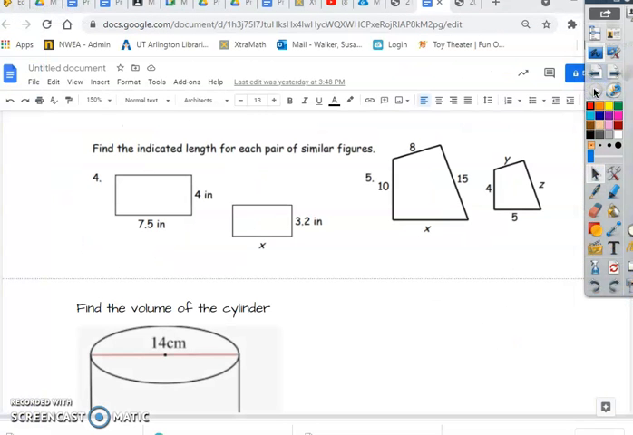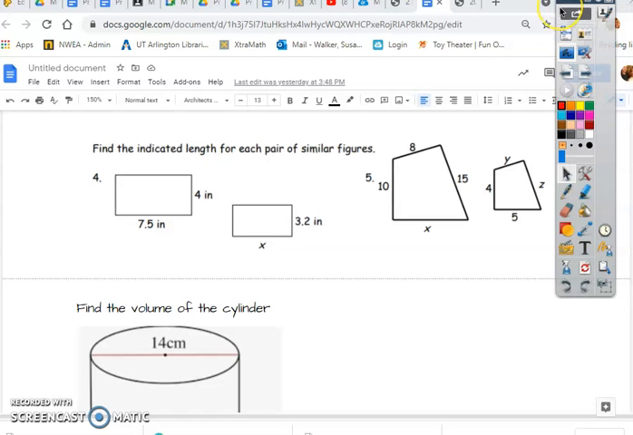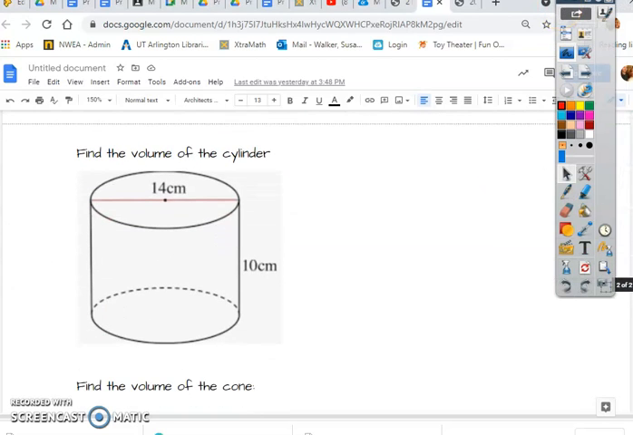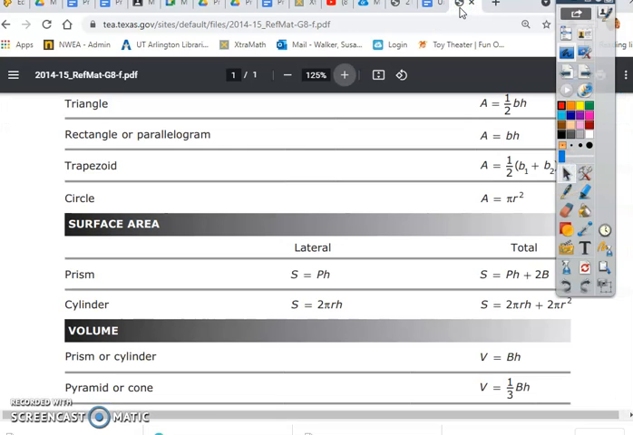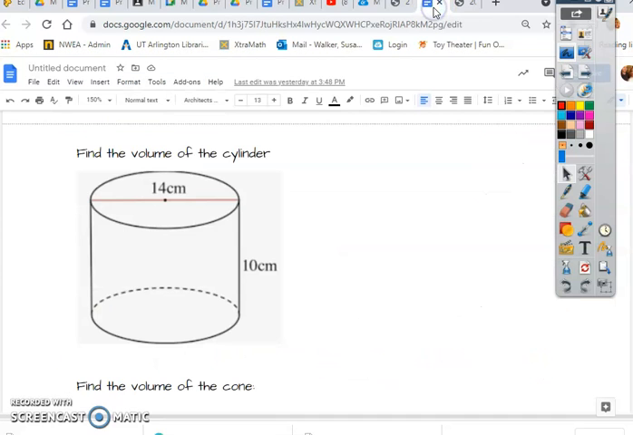Now, here is something new, okay? Cylinders, okay? We have not done cylinders. Cylinders are similar to the formula for volume of a prism. Right down here. Prism or cylinder, big BH, okay? So, we're not going to even at all worry about surface area on this one. I've not taught you that. Don't worry about it. Big BH.